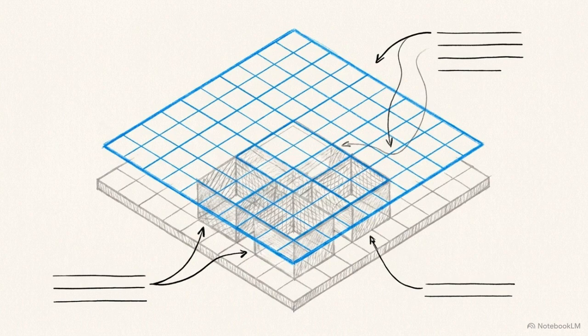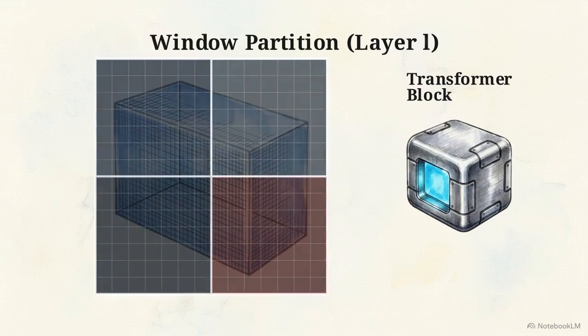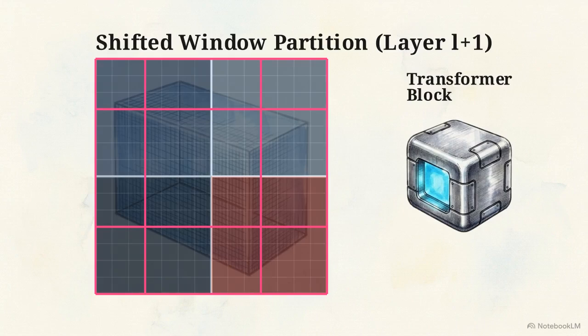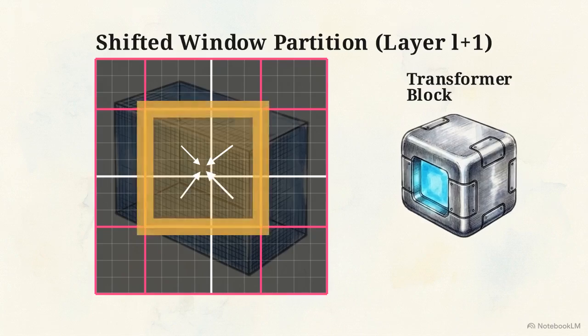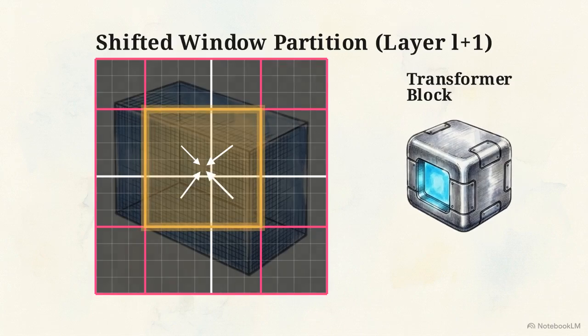The algorithm displaces the entire partitioning grid downward and to the right by exactly half the window size. This animation illustrates the structural overlap. As the new boundaries intersect the previous layer's framework, tokens from previously isolated regions are forced to occupy the same computational window, enabling an exchange of features.